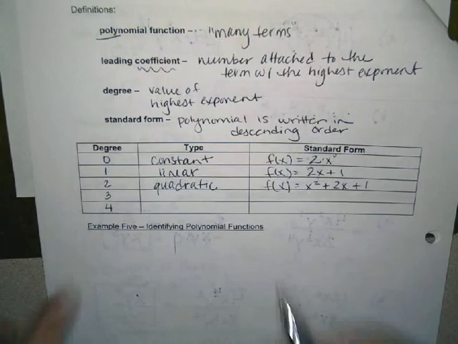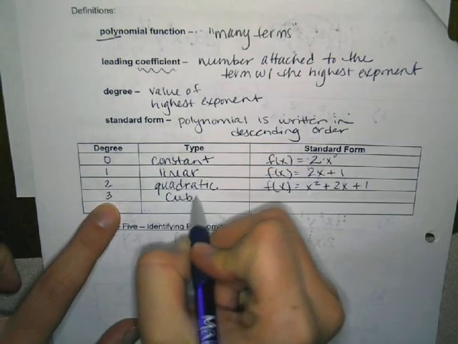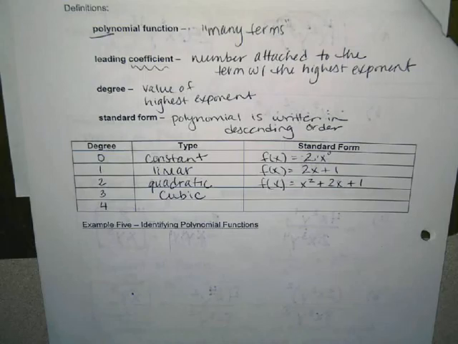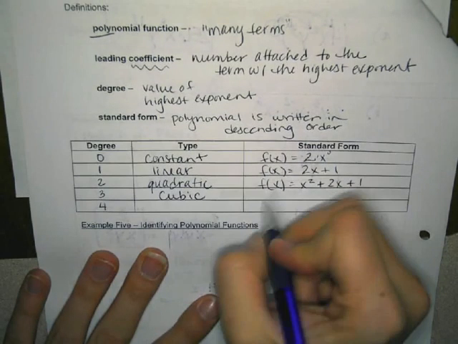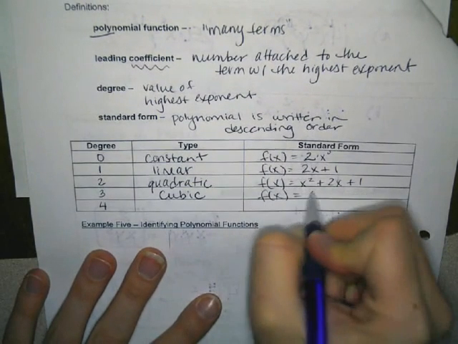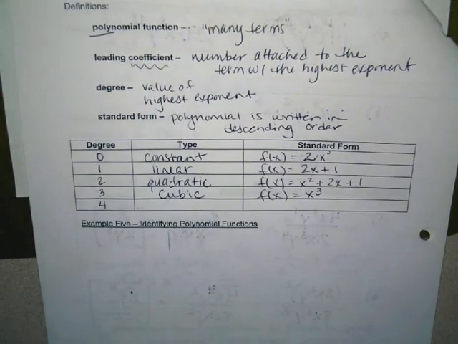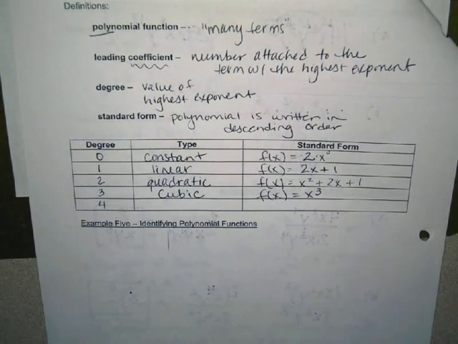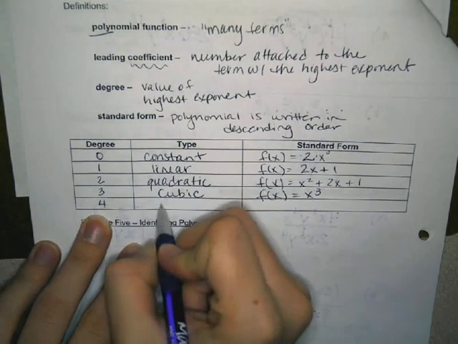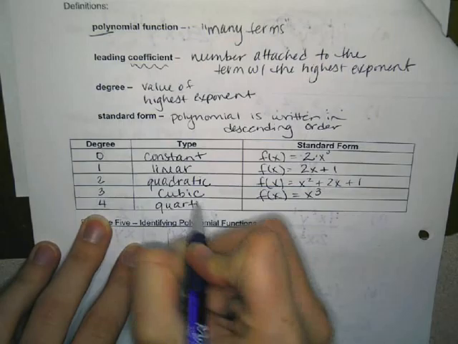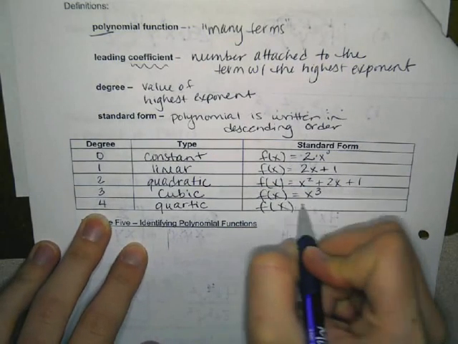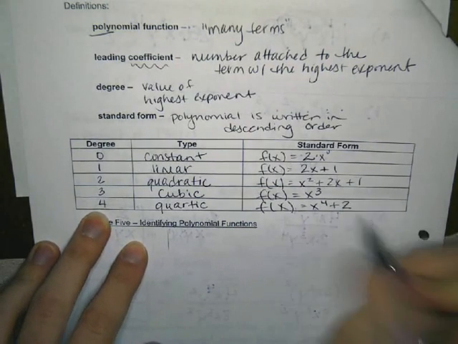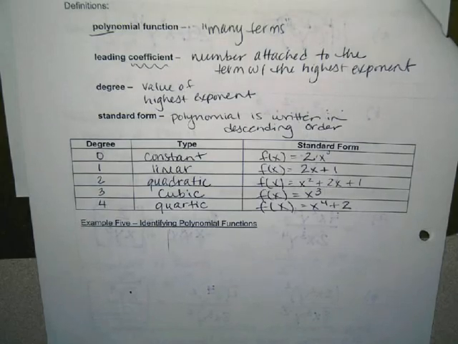For number 3, or degree 3, you would have a cubic function. That just means you have a 3 as your highest exponent. And you could have other terms. You could have x squared and x and all that. But as long as the highest exponent is a 3, that's a cubic function. And the last one is a quartic. So that's an example of what a quartic would look like.